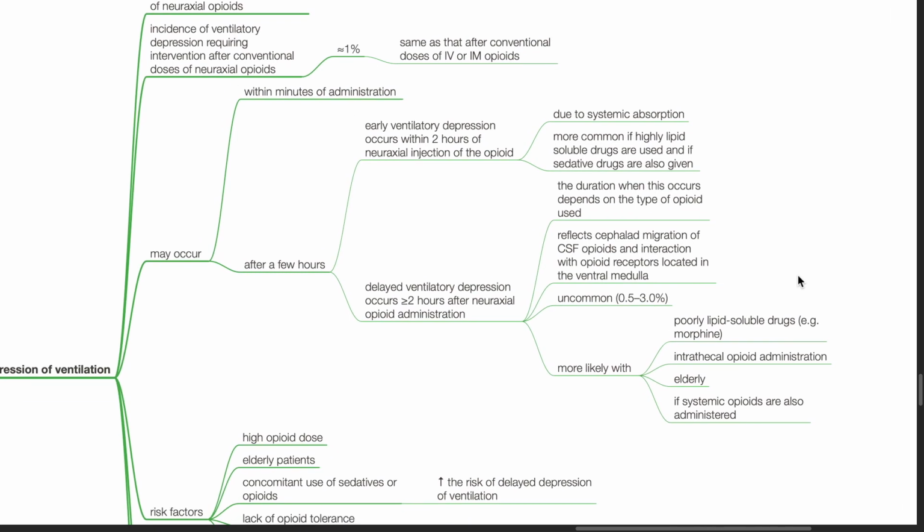Delayed ventilatory depression occurs 2 hours or more after neuraxial opioid administration. The duration when this occurs depends on the type of opioid used. It reflects the cephalad migration of CSF opioids and interaction with opioid receptors located in the ventral medulla. This is uncommon at 0.5 to 3%. It is more likely with poorly lipid-soluble opioids such as morphine, intrathecal opioid administration, amongst the elderly, and if systemic opioids are also administered.